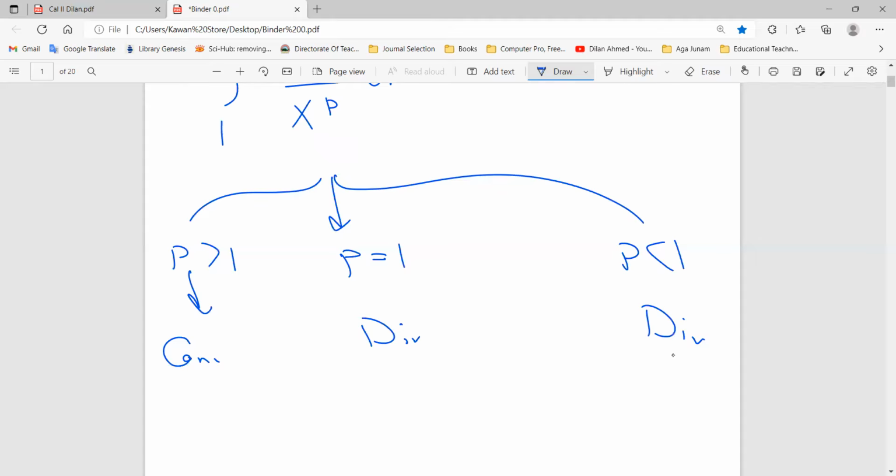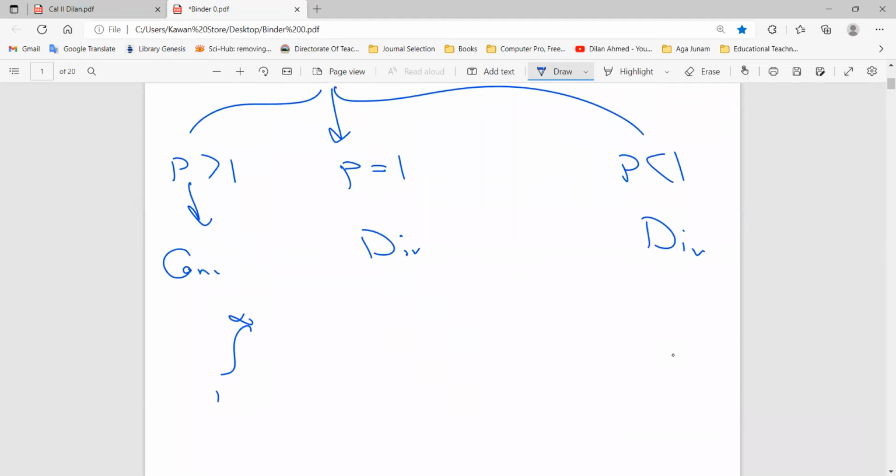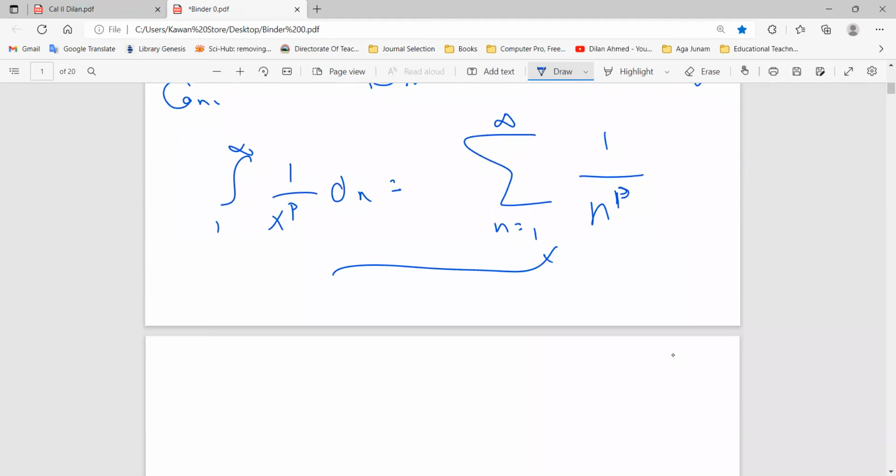The same thing is true here. We don't have anything else to mention. Instead of the integral from 1 to infinity of 1 over x^p dx, here it changes to the sum from n equals 1 to infinity of 1 over n^p. So we have just n and p, nothing else. In that case, the same thing: P greater than 1, P equal to 1, P less than 1. Converge, diverge, diverge. Understood? Now I'm going to give you examples, don't worry.